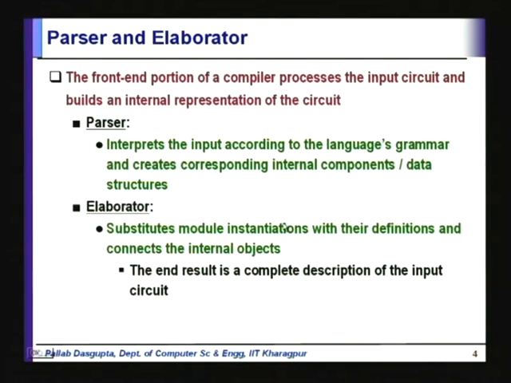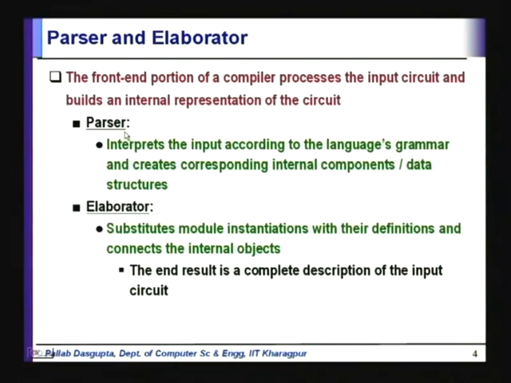First we start with the parser and the elaborator. The front end portion of a compiler, which consists of the parser and elaborator, processes the input circuit and builds an internal representation of the circuit. What the elaborator is going to do is take the Verilog code and produce an intermediate data structure. That data structure can represent the control flow graph of the behavioral models. It can also have a structural representation of the structural parts of the circuit.